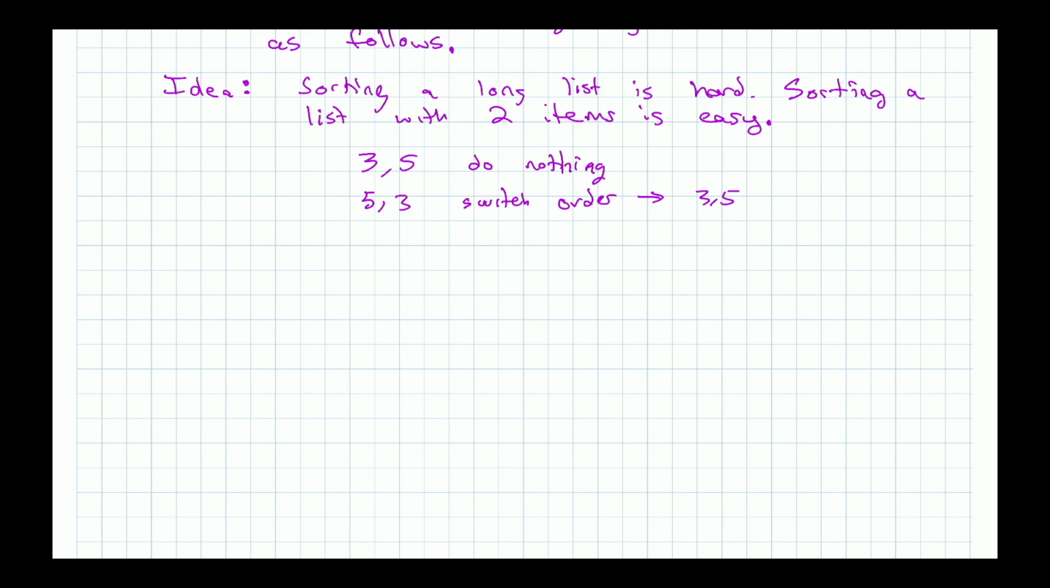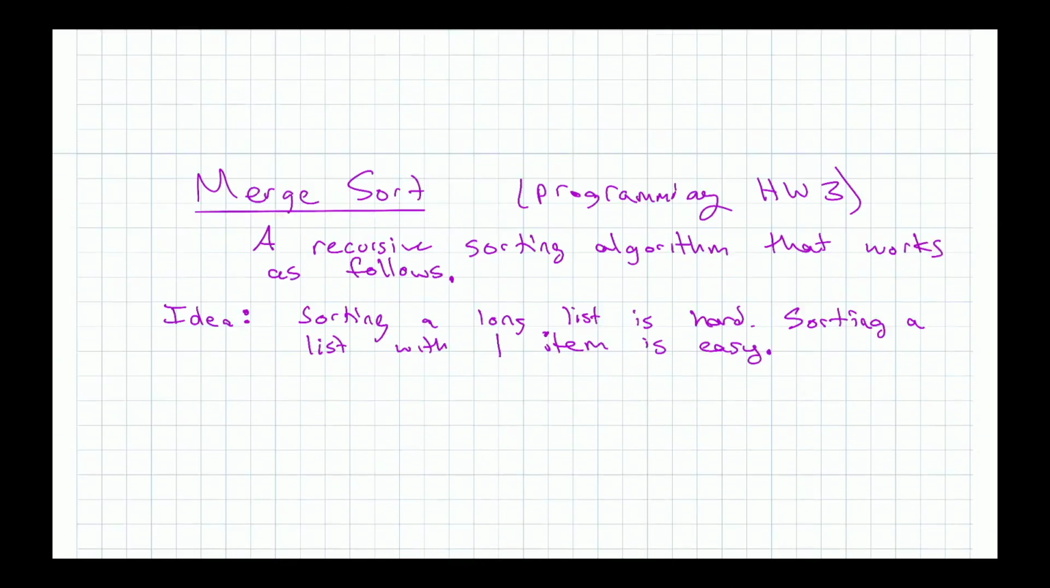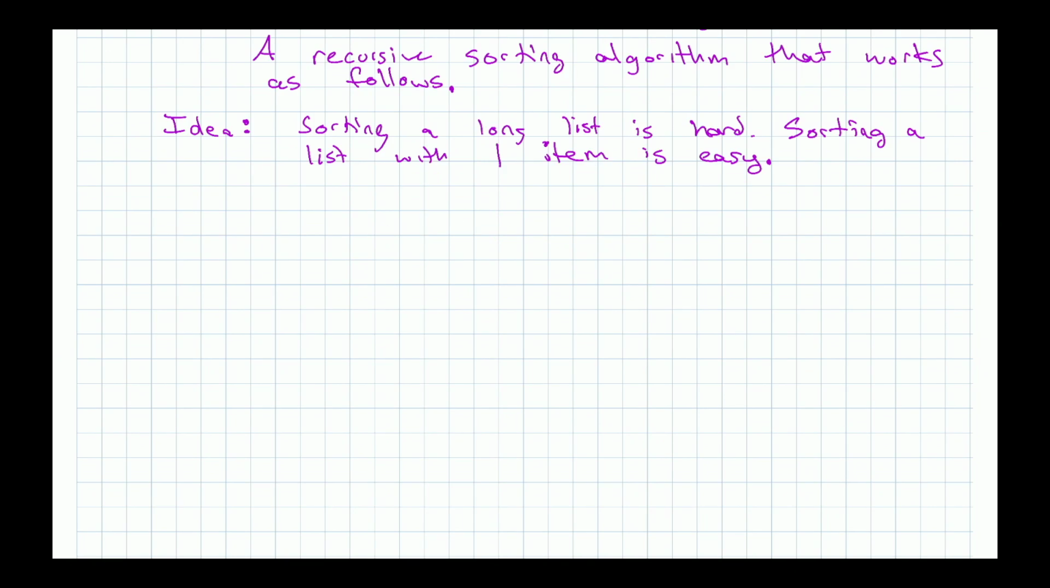Actually, I want to back it up further. Sorting a list with two things in it is pretty easy, but you know what's even easier than that? Sorting a list with one item. That's going to be even easier, right? So what we're going to do with MergeSort here is we're going to have two pieces to it. The two pieces to MergeSort are as follows.